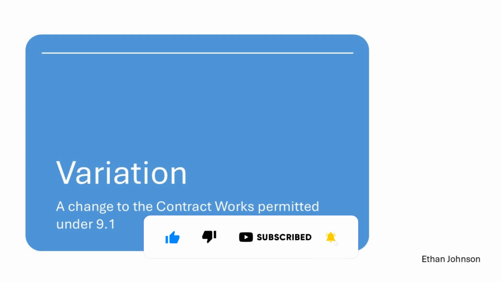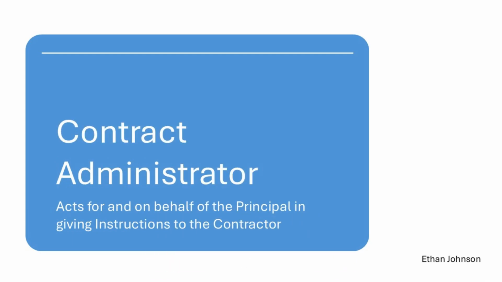So, who is this person giving the instructions? Well, that's the contract administrator. You can think of them as the agent for the principal. That's the client. Their job is to manage the contract from the client side of the table. And critically, they are the only one who has the authority to formally instruct a variation.